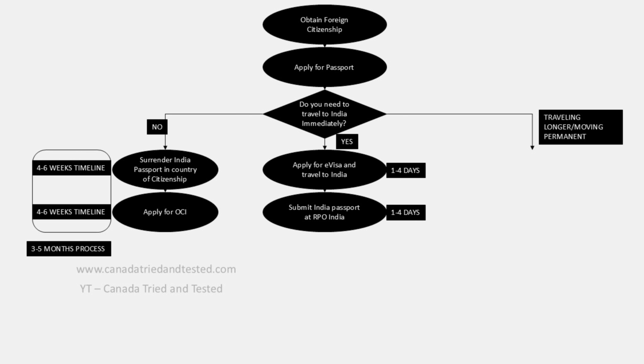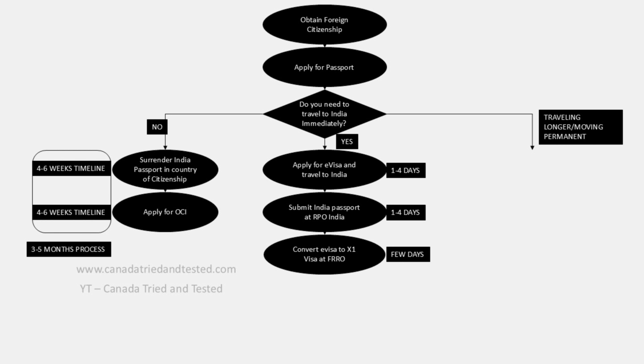So in case you want to extend your stay in India, then you have to convert your e-visa to an X1 visa, and this happens at the FRRO, Foreign Regional Registration Office. This is the place where you go and hand over your e-visa, which is a temporary visa, and then you tell them the intention of staying long and pay the prescribed fee. You get the X1 visa, which is a long-stay visa for you to stay in India.